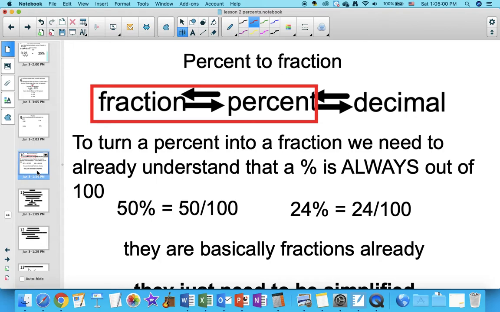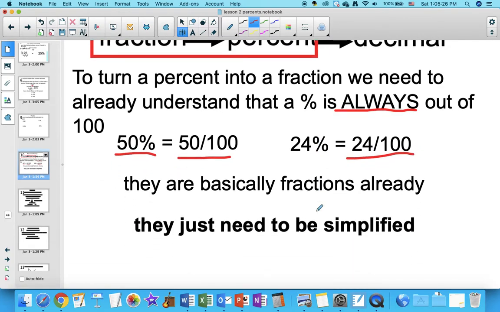To turn a percent into a fraction, we already need to understand that a percent is always, always, always out of 100, right? So when we say 50%, we can automatically turn that into a fraction. It's 50 out of 100. There's not even math involved. You just know it's 50 out of 100. 24% is the same as saying 24 out of 100. They're basically fractions already, but they need to be simplified. So if I asked you, what's 50% as a fraction? If you said 50 out of 100, at best I'd give you half marks because you need to turn 50 out of 100 into a simplified fraction.